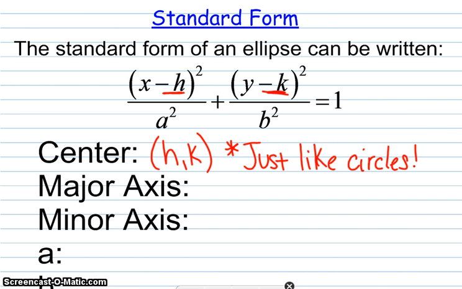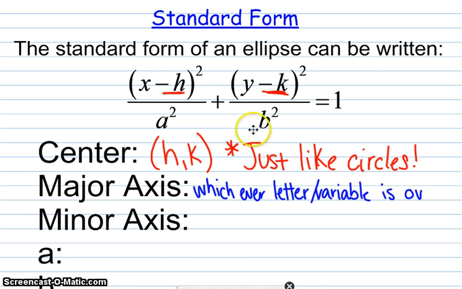Alright, second thing is our major axis and our minor axis. Our major axis is always going to be whatever letter or variable, depending on which way you think about it, is above your larger denominator. So if a squared is the bigger one, x is going to be your major axis. If b squared is going to be the bigger denominator, then y is going to be your major axis. It's going to go up and down.